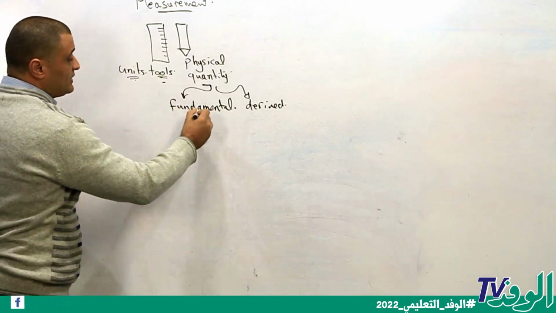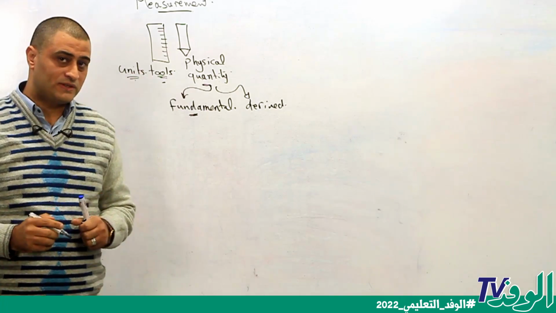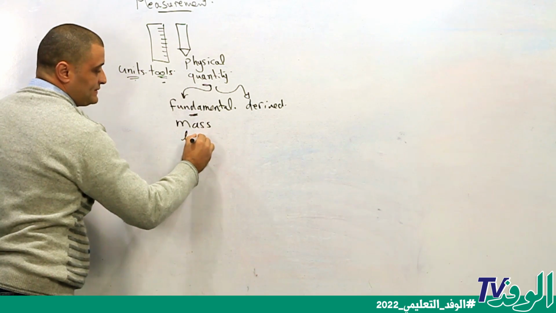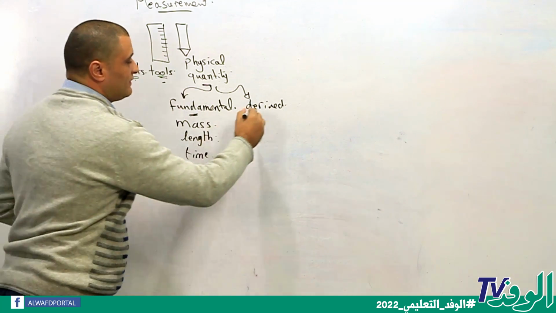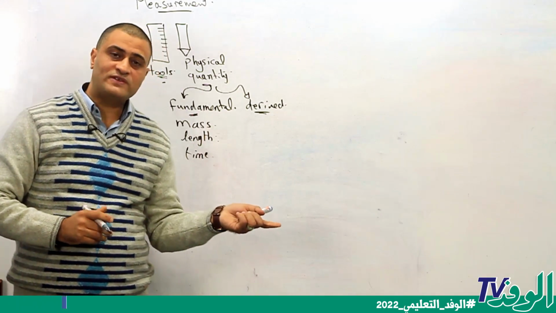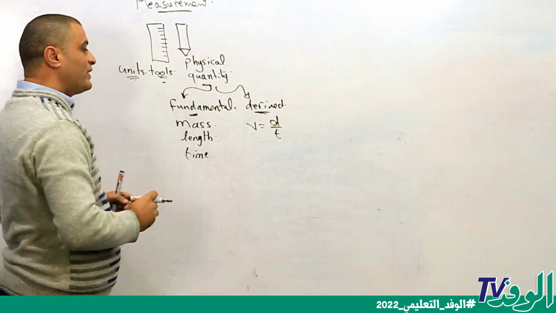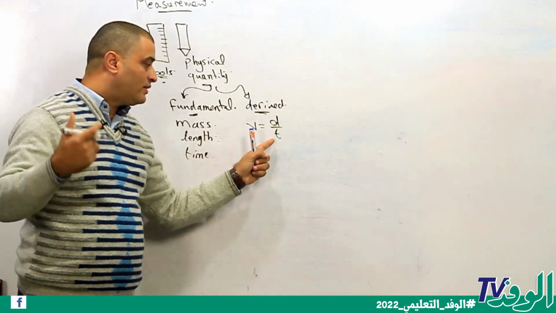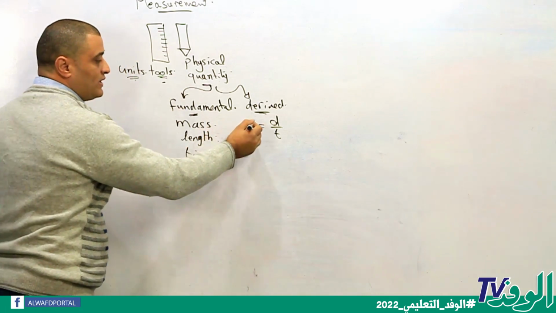Fundamental is a physical quantity which cannot be derived from other physical quantities, such as mass, number two, length, number three, time. But a derived physical quantity is a physical quantity which can be derived from other physical quantities, such as velocity, which equals displacement divided by time. So if you want to calculate the velocity, we need to calculate the time at first, number two, the distance, and we make a division, distance over time, to calculate the velocity.